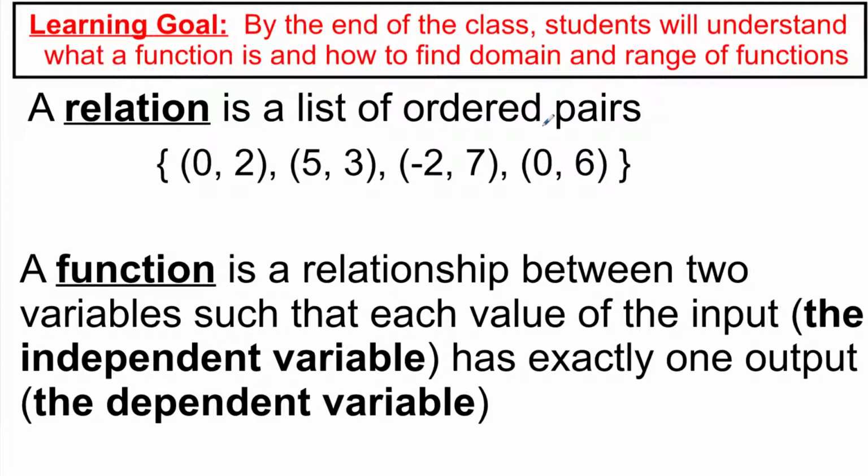If this last number was, for example, instead of being a 0, was like 10, now I would say it is a function because 0 is assigned to 2, so it has one output value. 5 is assigned to 3. I don't see any other 5 inputs. -2, I don't see any other -2. 10, I don't see any other 10s. Every input only has one output. Good, it's a function. So we're going to be studying a very specific set of ordered pairs, functions, where every input has only one output.